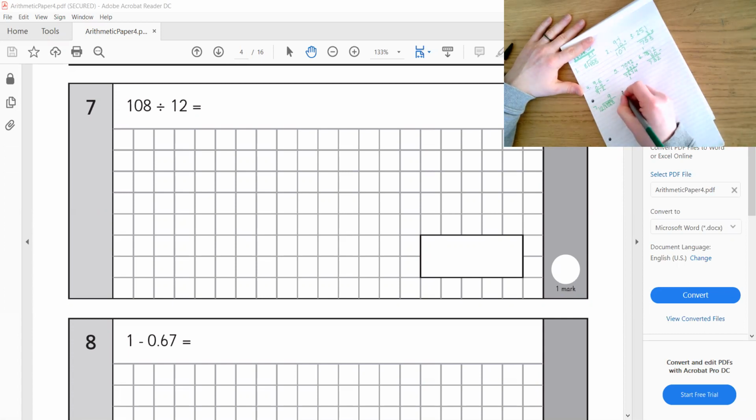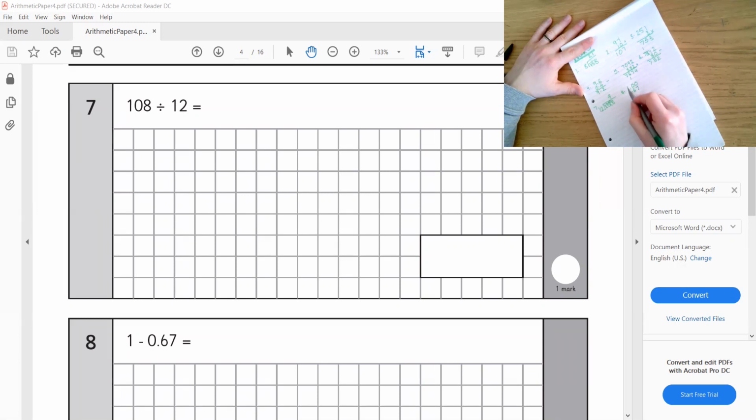Question 8. Again, it's just testing the same as question 4. It's just that the only thing it's doing this time is it's not giving you the whole decimal number. You've just got to work out that 1 is the same as 1.00. Why have I put 2 zeros on the end? Well, the number I'm trying to subtract is 2 decimal places long.